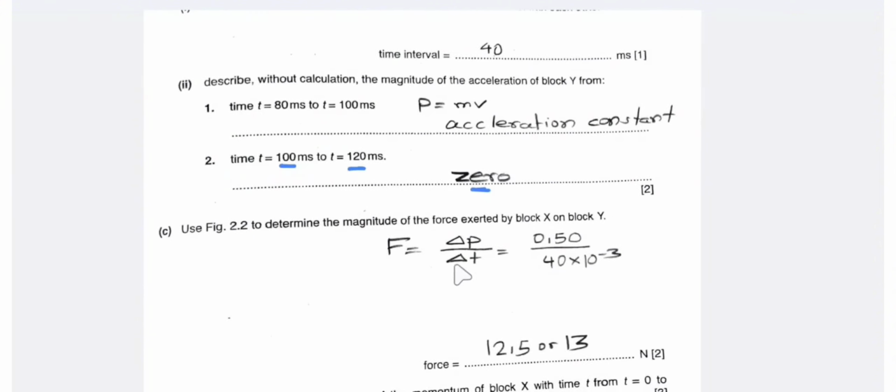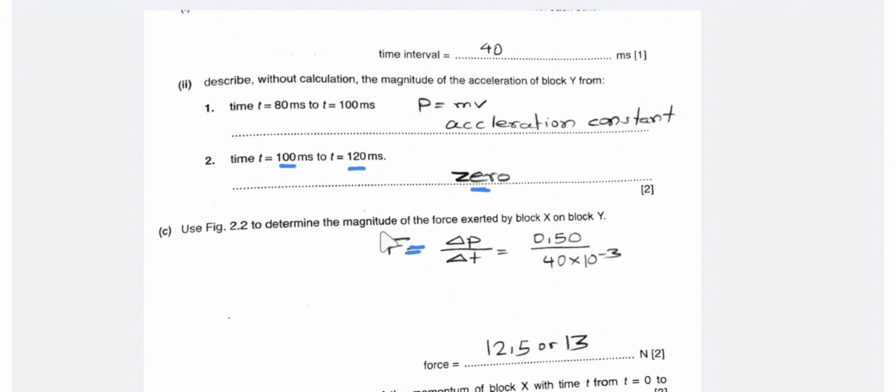So we can calculate the force. That is, force is equal to change in momentum by change in time, since we have been given the momentum time graph. And we need to determine the magnitude of the force exerted. So first of all, what is the magnitude of the force exerted?